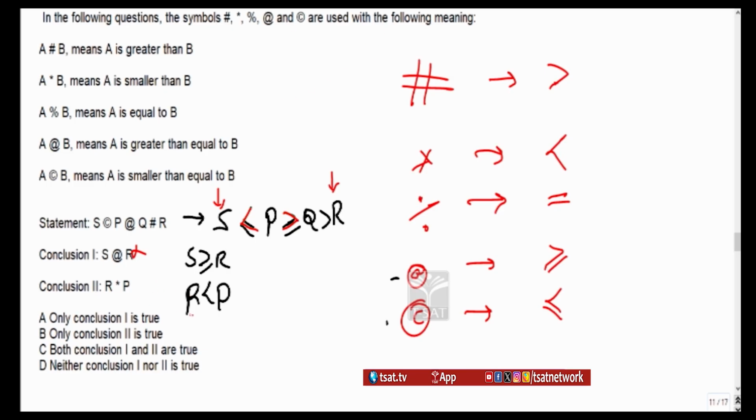Now see the second conclusion, that P is greater than R. Where are P and R? You can see here is P, here we have R. The relation between P and R, he is saying, is that P is greater than R. So all the symbols should be greater symbols towards P. P is greater than or equal to Q, and Q is greater than R. Here you have a greater symbol towards P, and here also a greater symbol towards P. Obviously conclusion 2 becomes correct. So in this case the answer is only conclusion 2 is correct and conclusion 1 is wrong.